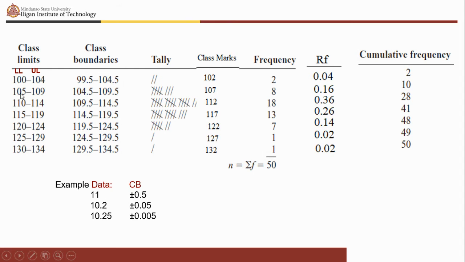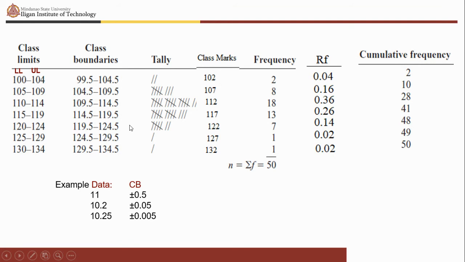105 minus 0.5, you get 104.5. And 109 plus 0.5, you get 109.5. And if we notice here, these two are the same. Okay? Have you observed that?